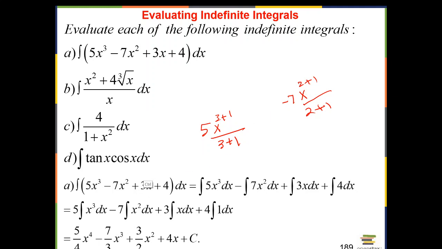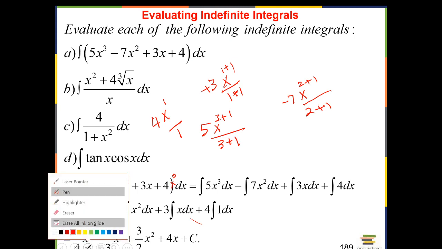And then this one, 3x, we keep the 3 plus 3. And then it would be x to the power of 1 plus 1 over 1 plus 1, right? So that's 3 over 2 x squared plus this 4. We keep the 4. Now you remember we assume that there is an x to the 0th here. So it would be x to 1 over 1. So that's 4x right here plus c. So that's the a part, right?